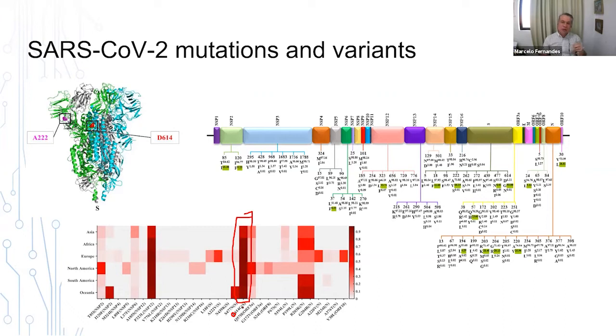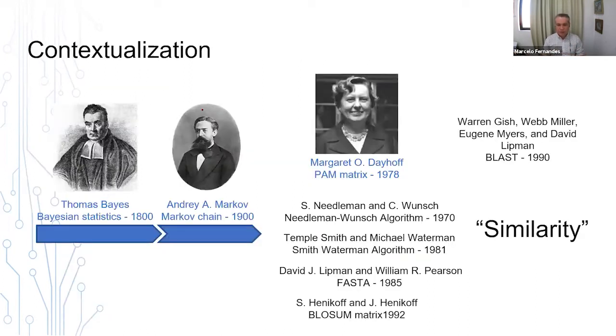So we had a mutation, D614G. This is a famous mutation that SARS-CoV-2 has. This mutation is responsible for changing part of the spike protein. This one is the spike protein. And depending on the mutation, the virus can be more lethal or more transmissible. It depends on the kind of mutation.